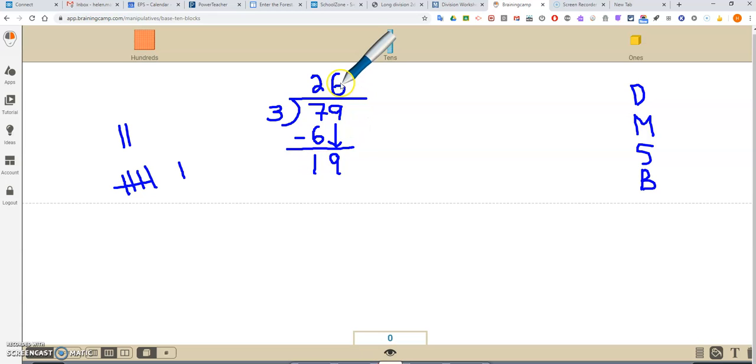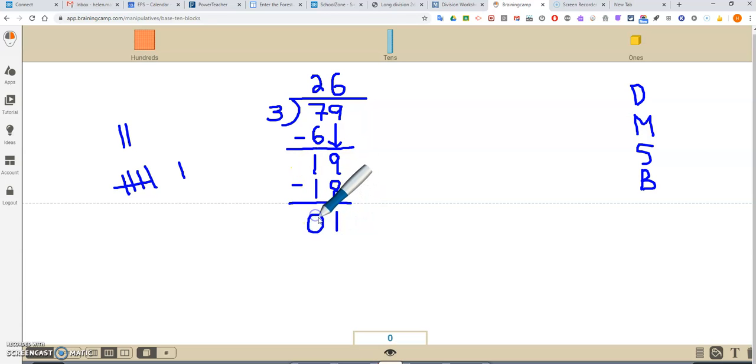And then mother says multiply. 6 times 3 is 18. Sister says subtract. So I'm going to subtract. 9 minus 8 is 1. And 1 minus 1 is 0.